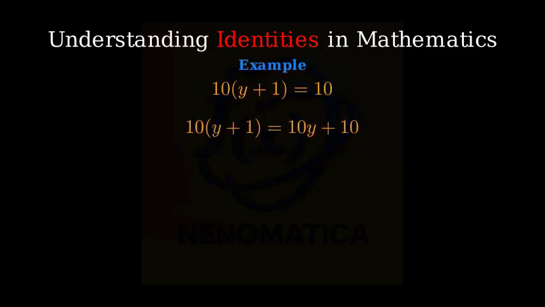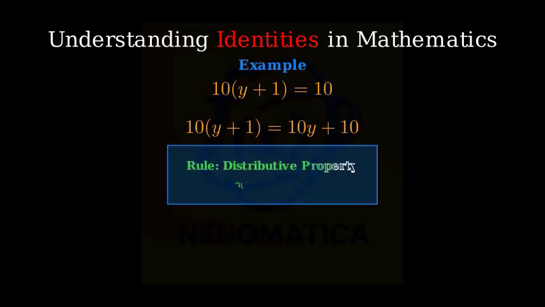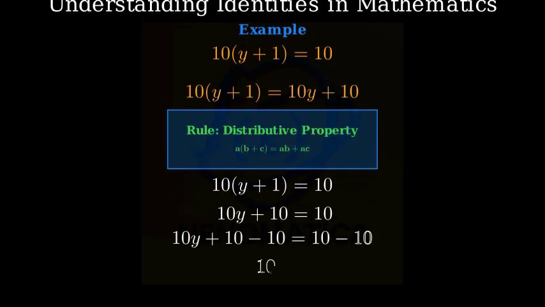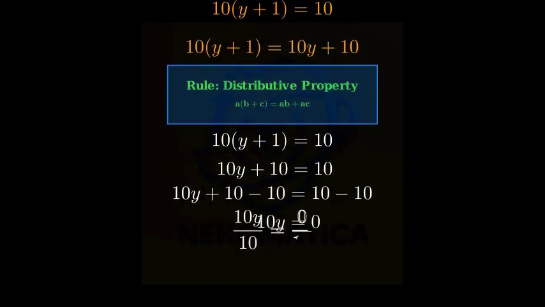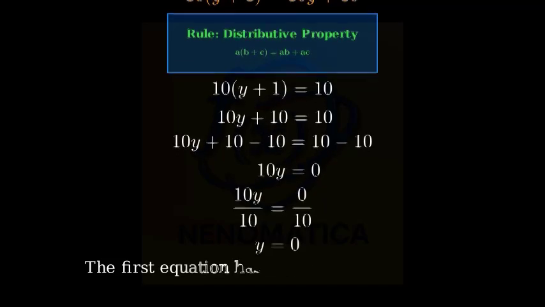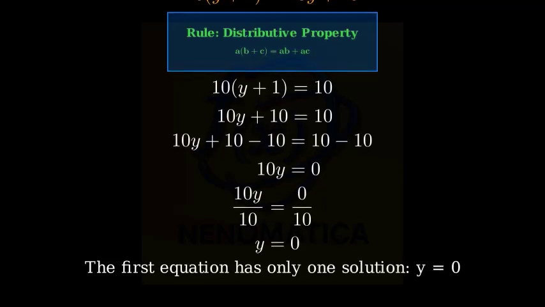Let's analyze the first equation. First, let's expand the left side. 10 times y plus 10 times 1. This simplifies to 10y plus 10. So we have 10y plus 10 equals 10. Subtracting 10 from both sides gives us 10y equals 0. Dividing both sides by 10, we get y equals 0. This means the first equation is only true when y equals 0. It's a regular equation with a specific solution.